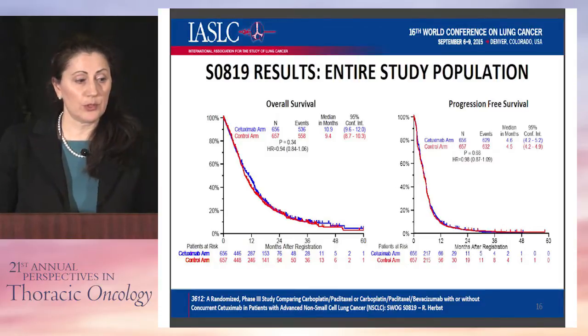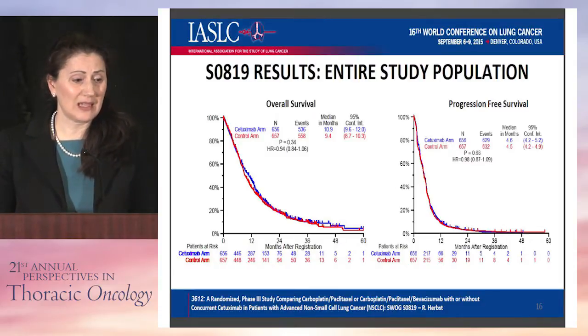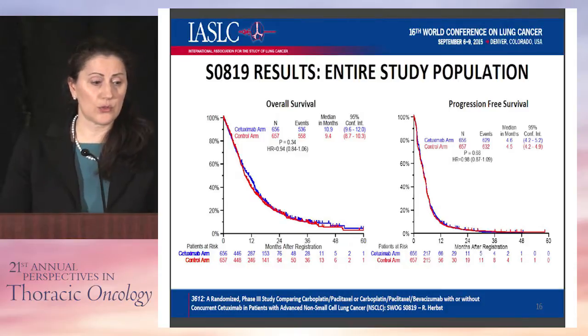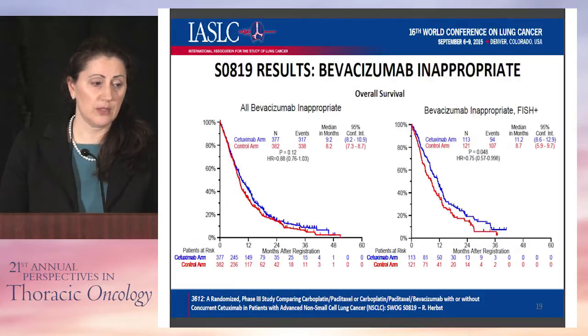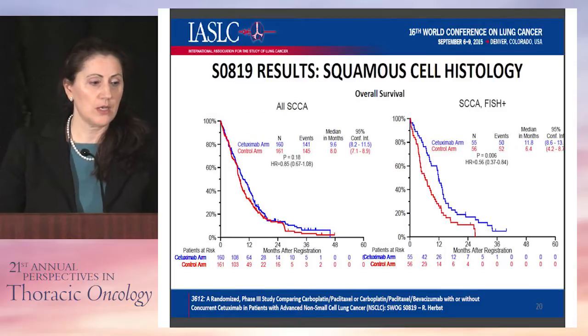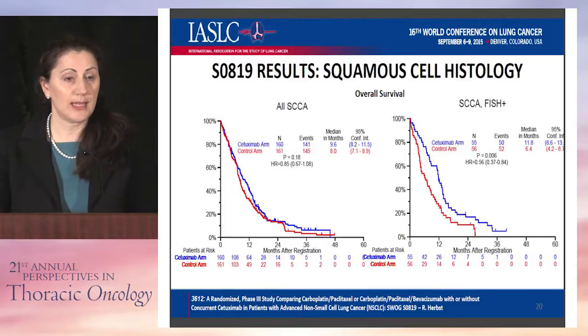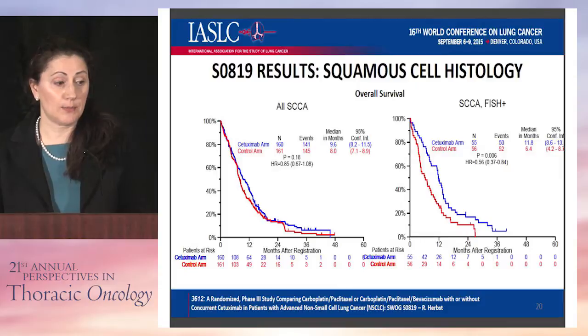So for the entire population, overall survival was completely identical for the two arms, as was progression-free survival. But when you did the subset analysis for FISH-positive patients, there was a trend for benefit in overall survival. And this benefit was magnified in the bevacizumab-inappropriate patients, especially the FISH-positive ones, where the hazard ratio went down to 0.75. Squamous cell histology also clearly benefits from this combination, and especially in the FISH-positive subset.